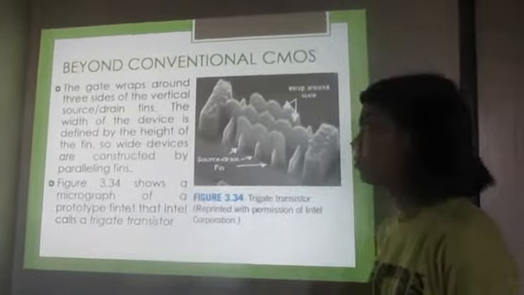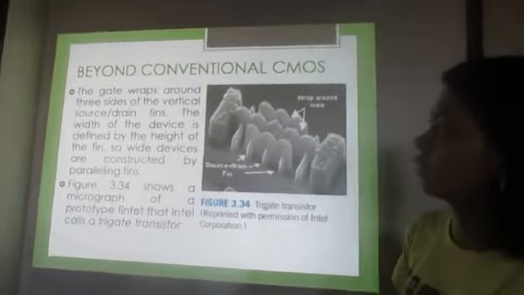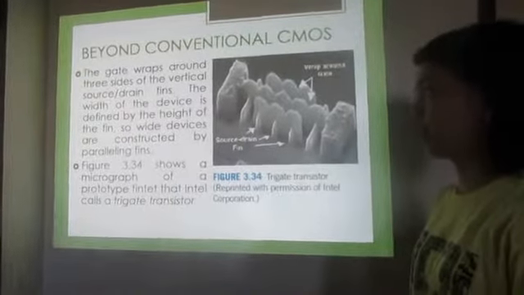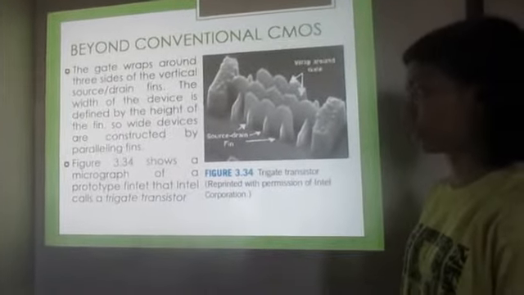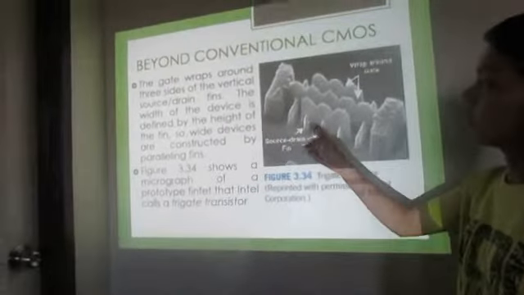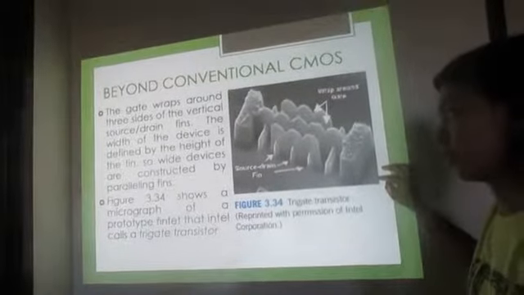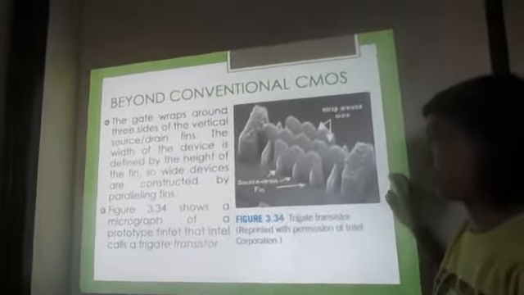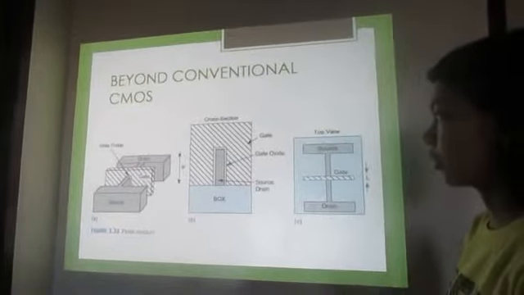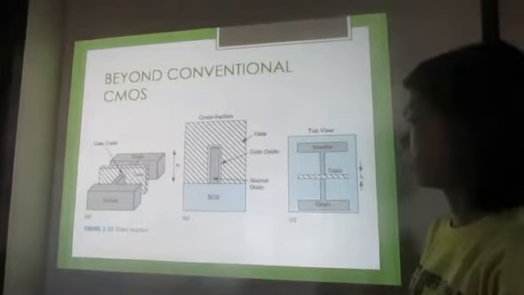Last topic of CMOS is the beyond conventional CMOS. The gate wraps around three sides of the vertical source drain fins. The width of the device is defined by the height of the fins, so wide devices are constructed by paralleling fins. So this is the fin. This figure shows the micrograph of a prototype FinFET that Intel calls a tri-gate transistor. So this is the FinFET structure in cross-section top view. Next.